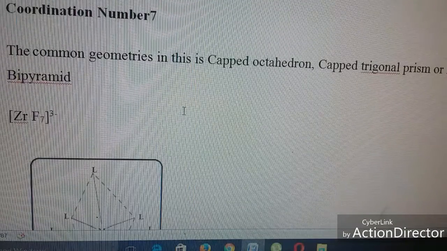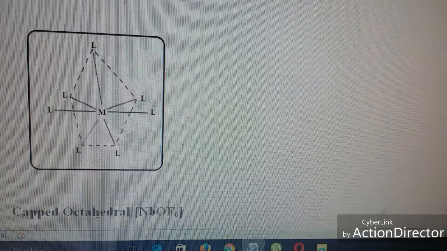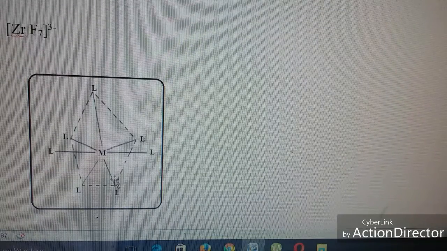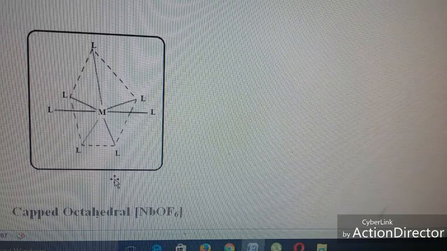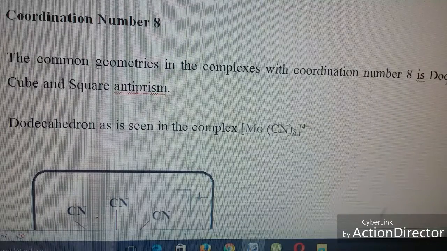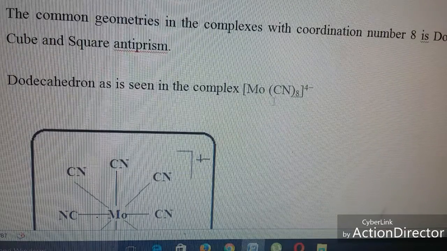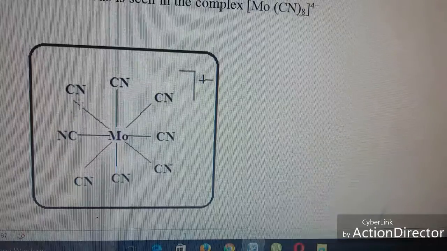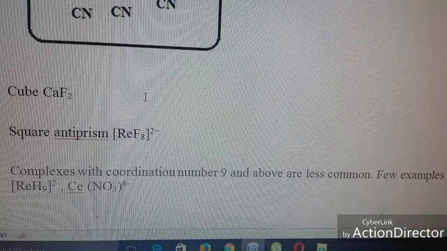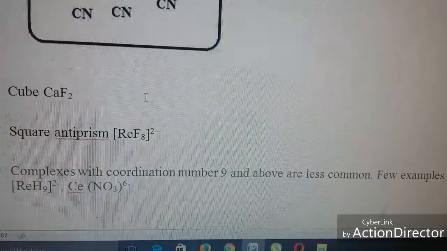With coordination number 7, the general geometry is capped octahedral or pentagonal bipyramidal. This is an example of a complex showing pentagonal bipyramidal geometry. And then with coordination number 8, it is dodecahedron, cube or square antiprism. It is shown by this complex, as you can see over here. So what I mean to say is, based on the coordination number, it will show different types of geometry.